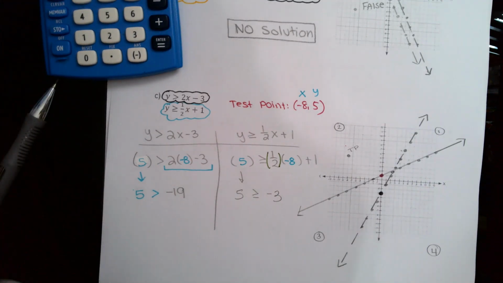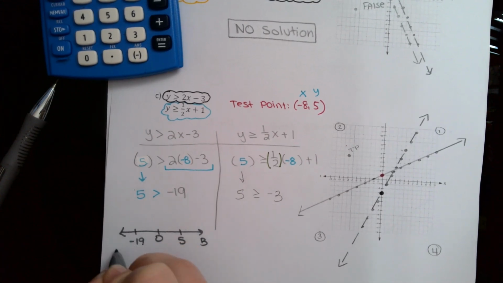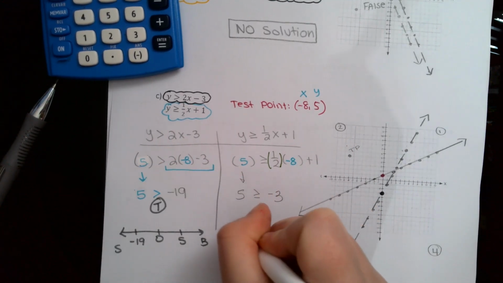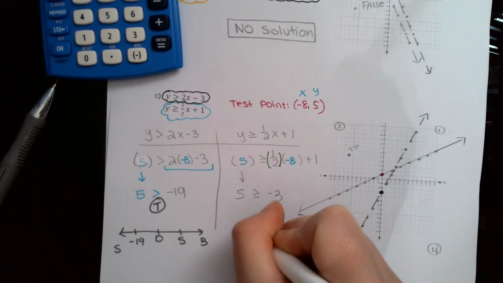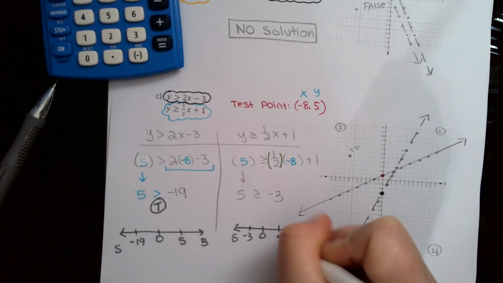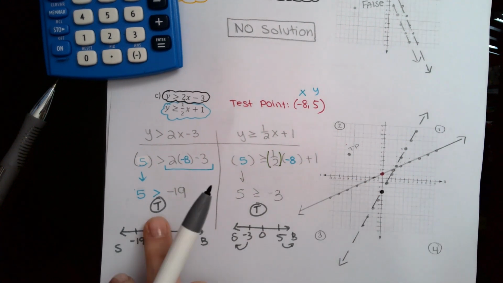So again, true or false? 5 is bigger than a negative 19. If you're not sure, here's your number line. Here's 0. Here's 5 on the bigger side, here's negative 19 on the smaller side. So yes, this is true. All right, 5 is bigger than negative 3. Here's 0. Here's a negative 3 on the smaller side. Here's 5 on the bigger side. This is also true. We got lucky. So we got true, true.